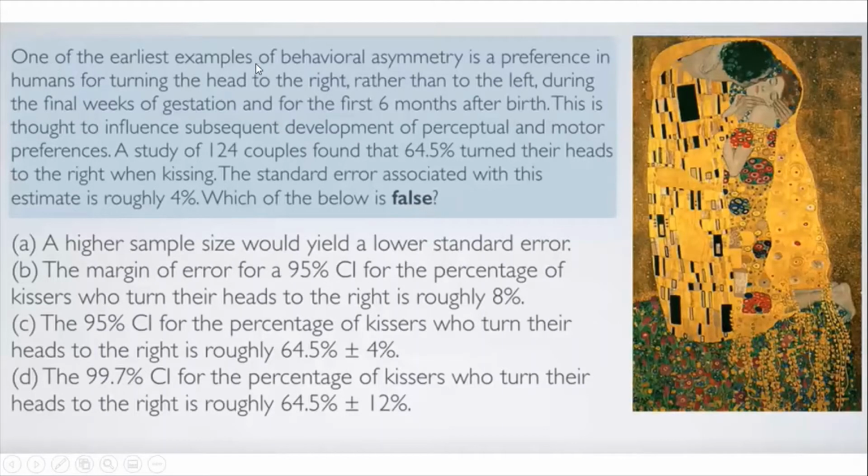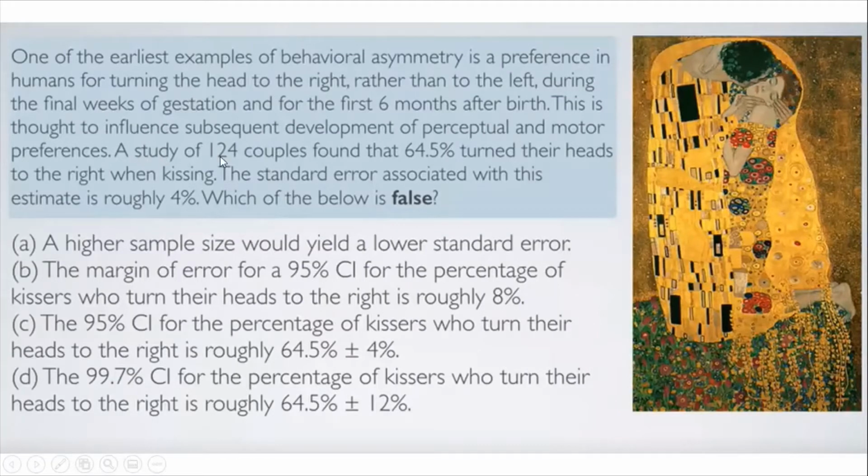One of the earliest examples of behavioral asymmetry is a preference in humans for turning the head to the right rather than to the left during the final weeks of gestation and for the first 6 months after birth. So basically, we tend to turn our head to the right rather than to the left. This is thought to influence subsequent development of perceptual and motor preferences.